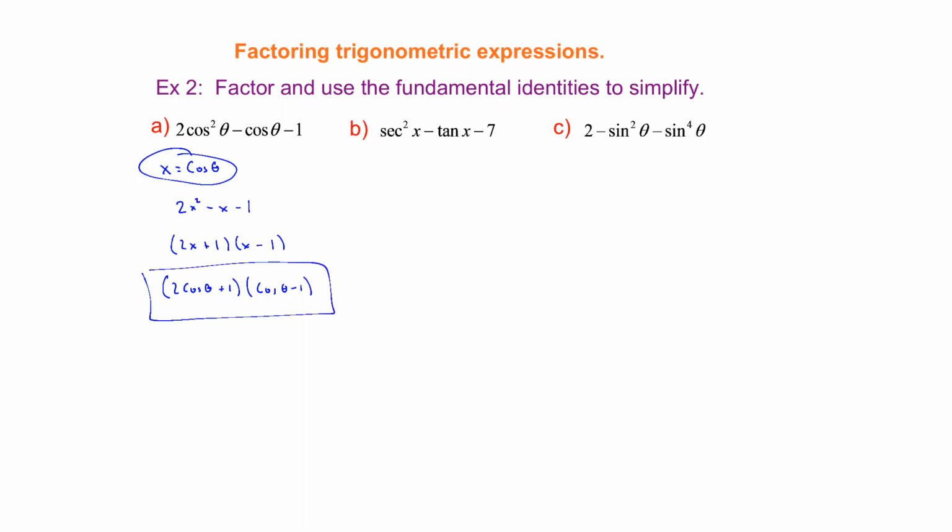You don't have to use the x equals cosine theta, but if it helps to rewrite it in terms of x and then to switch it back, that's perfectly fine. All right, on the second example here, we have secant squared of x minus tangent of x minus 7. Now, we have secant and tangent.